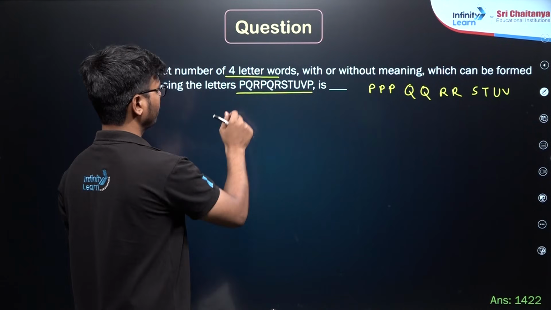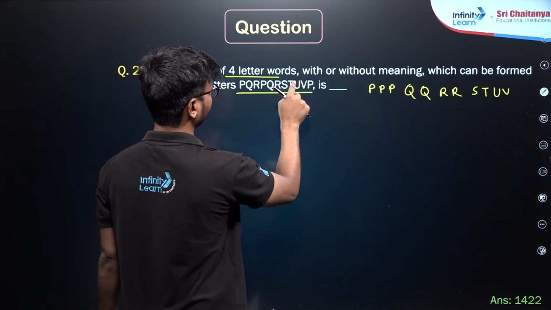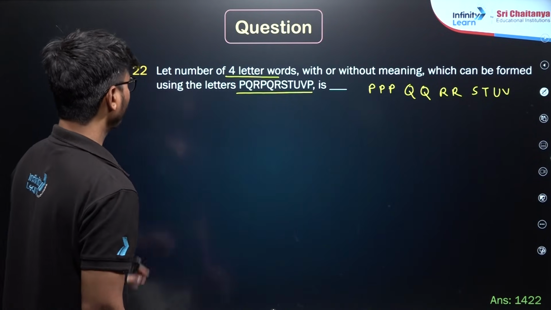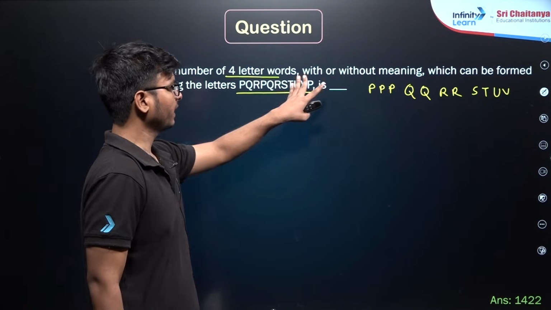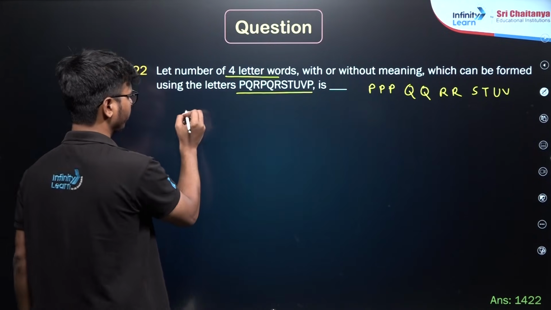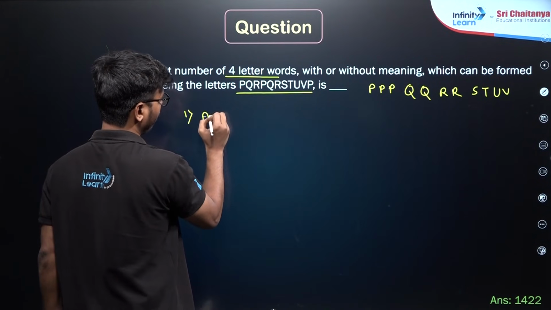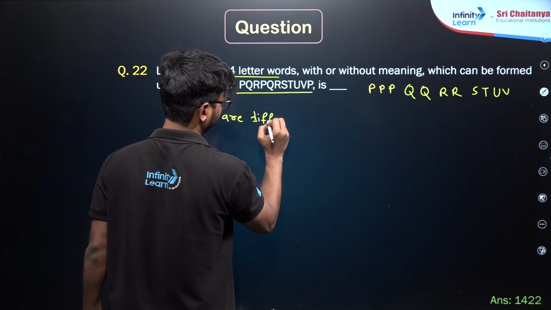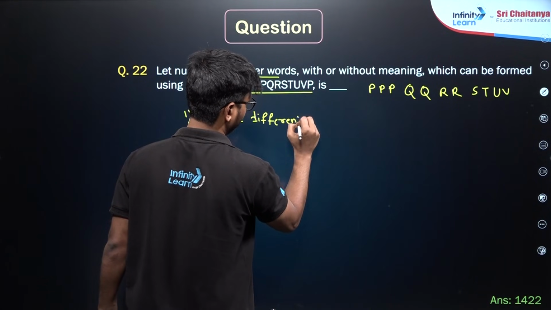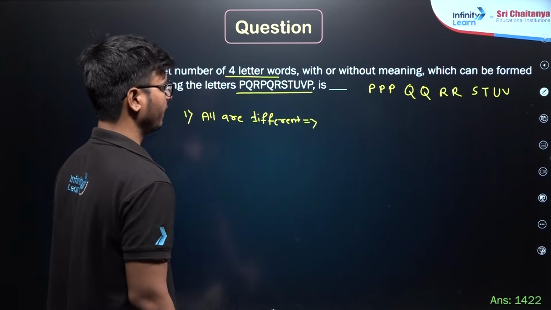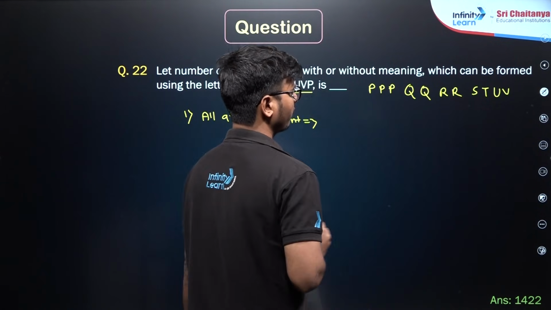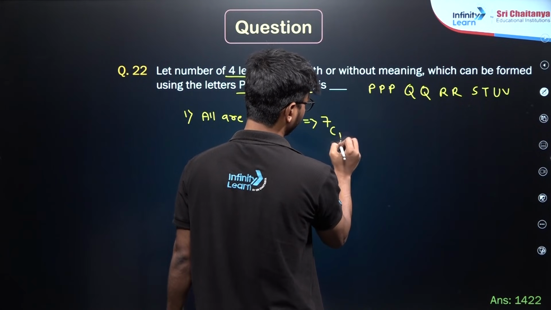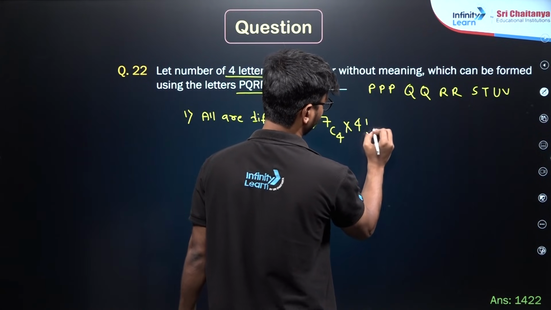Okay. So total how many letters are there? 1, 2, 3, 4, 5, 6, 7, 8, 9, 10, 11. Correct. Okay. Now we want to find the 4-letter words, with or without meaning. So first of all, let's take all the different cases we have to form. That is when all are different. So when all are different, how many distinct letters are we having? If you observe, we are going to have 7. So between 7 we have to choose 4, and that 4 I can arrange in 4 factorial ways.